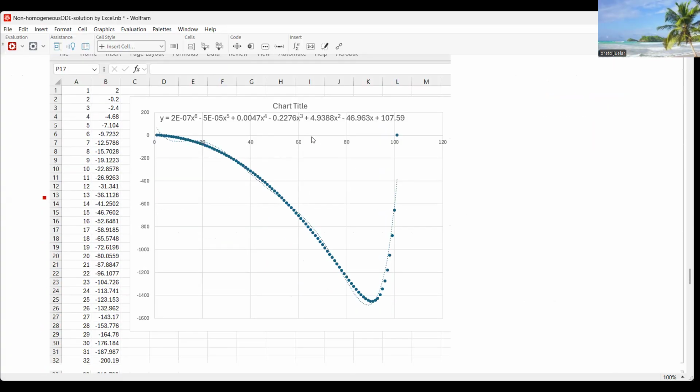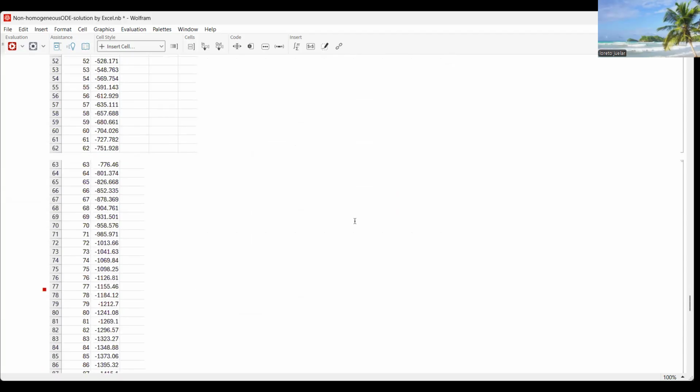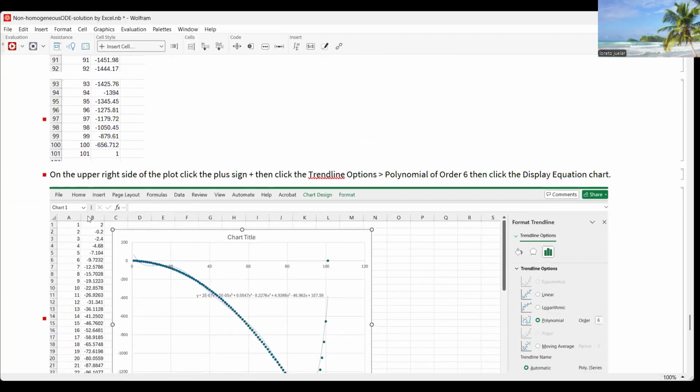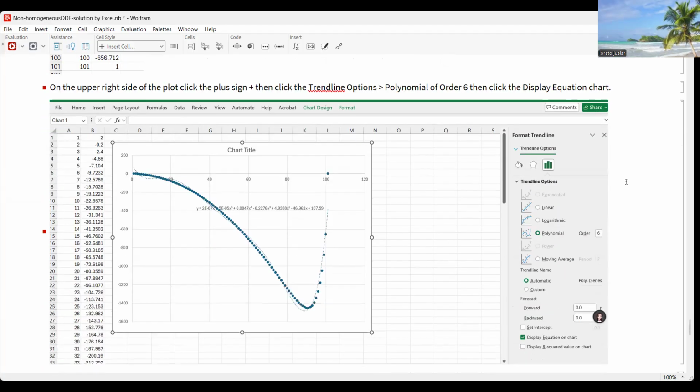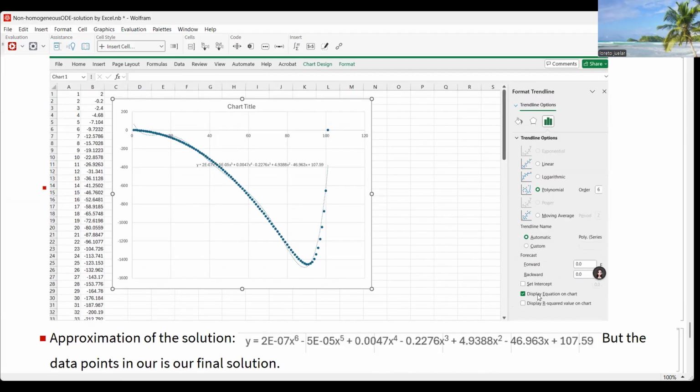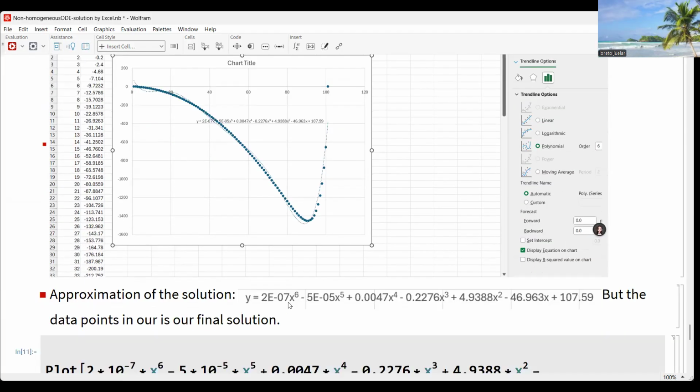And then graph that. So we have the equation from Excel here. It looks like this, the plot. And on the upper right side of the plot, click the plus sign, then click the trendline options, polynomial of order 6, then click display equation here. So here you have the trendline, then click the polynomial of order 6 here. Then display the equations. So you have the equation here.